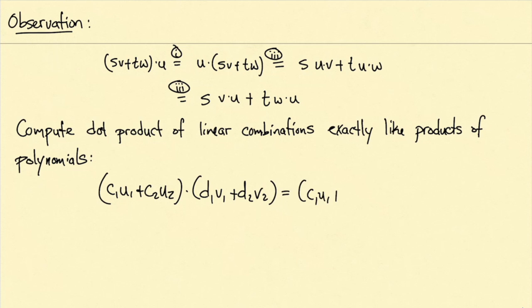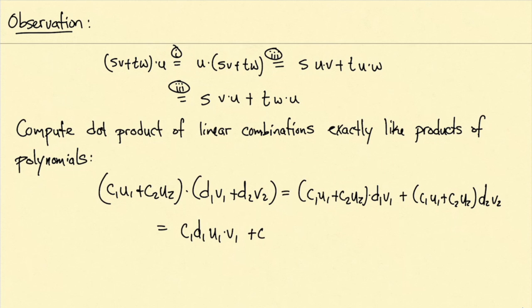We can distribute the left vector over the addition on the right. Now, we can use the observation above to distribute. So we get c1 d1 times u1 dotted with v1, c2 times d1 times u2 dotted with v1, plus c1 d2 times u1 dotted with v2, plus c2 d2 u2 dotted with v2.